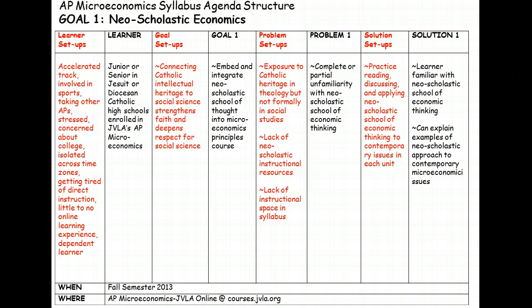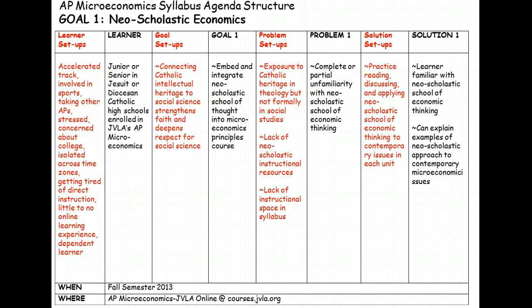Here's what this first goal looks like in agenda structure form. Notice the goal, problem, solution sections, and the GSUs, or goal setups, the PSUs, or problem setups, and the SSUs, or solution setups. So the goal is to embed and integrate neo-scholastic school of thought into microeconomics principles course. And the motivation for that is, again, in the goal setups column, connecting Catholic intellectual heritage to social science in a way strengthens the faith and deepens respect for social science.